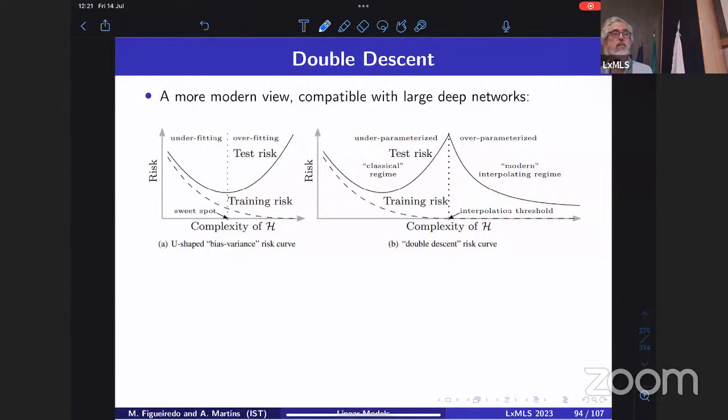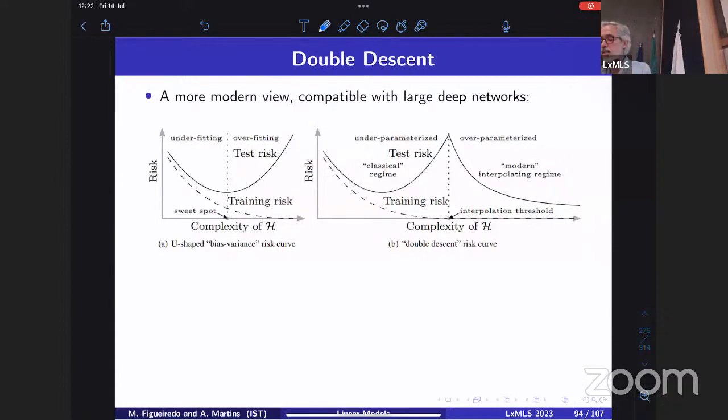But what happens is that if you keep on going and make the model more and more complex, it turns out that the risk comes down again. Okay? This was not seen before because people did not explore this. Who would fit a polynomial of order 100 to 20 points? No one, right? Why would you do it? But it happens, it works. And this was discovered because of neural nets, in 2018 and 19.